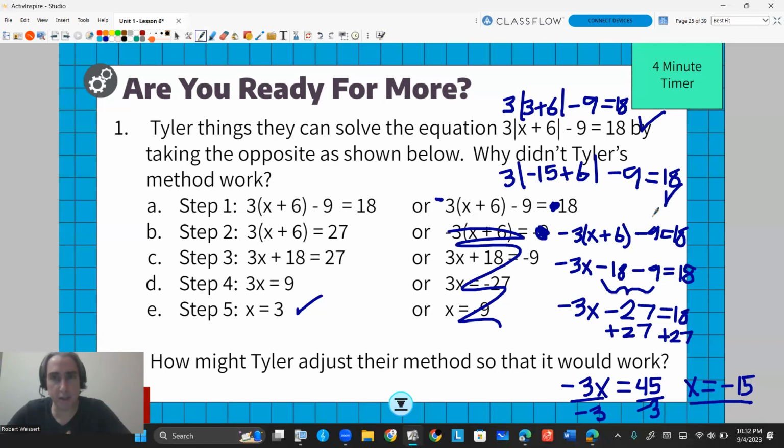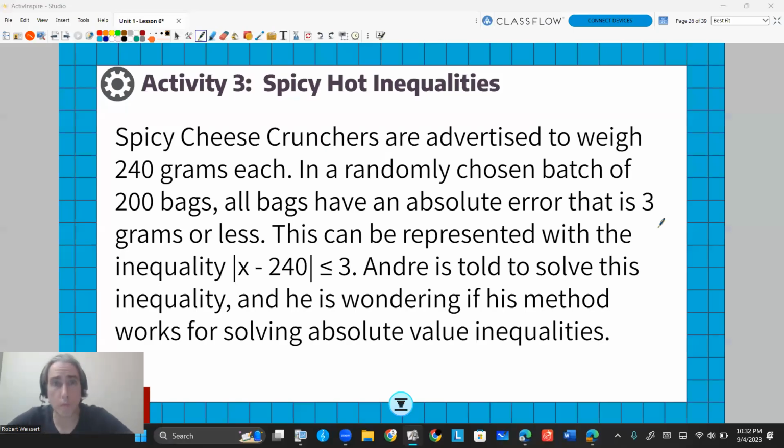Now we have our consistent method of doing this. Go ahead and move on to activity 3, spicy hot inequalities. For activity 3, the scenario is spicy cheese crunchers are advertised. They can't just say Cheez-Its, right? They got to say spicy cheese crunchers, advertised to weigh 240 grams each in a randomly chosen batch of 200 bags. All bags have an absolute error that is 3 grams or less.